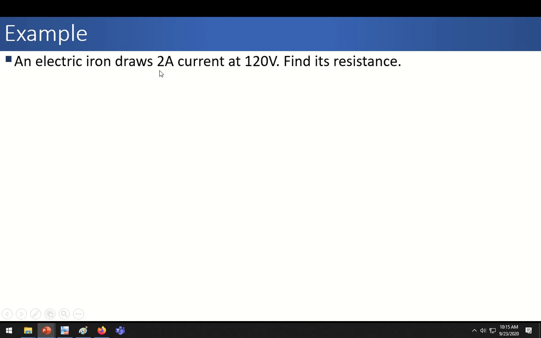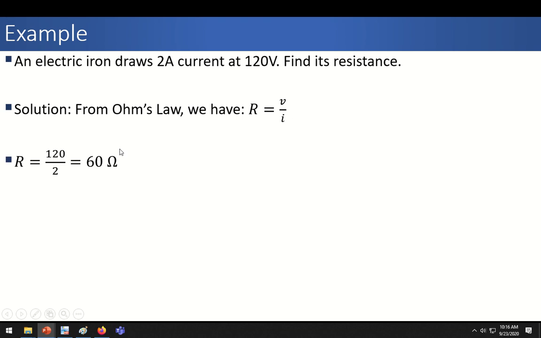So the knowns are that we are given the current and the voltage, and the unknown is the resistance. From Ohm's law we know that resistance R is equal to V upon I, that is, resistance is the ratio of the voltage and current. Assuming that the iron is a linear element, in this case we can apply Ohm's law. Substituting the values of voltage and current, R is equal to 120 divided by 2, so this will be 60 ohms.